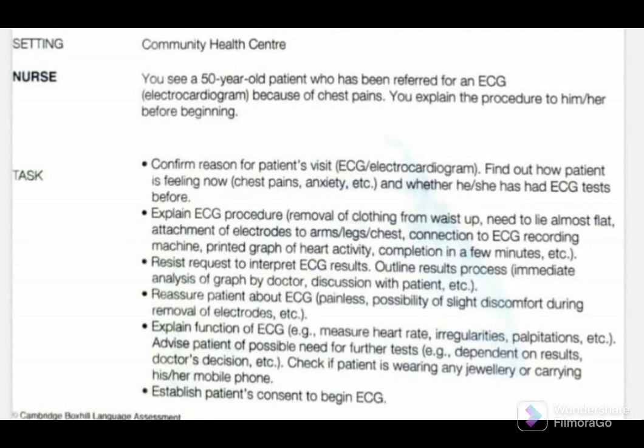So whenever you get the term confirm in a role play task, it means you are just confirming with the patient about the procedure or about the incident or about the thing. Especially it will be there in the starting area of your role play card. So I hope it is clear for you.